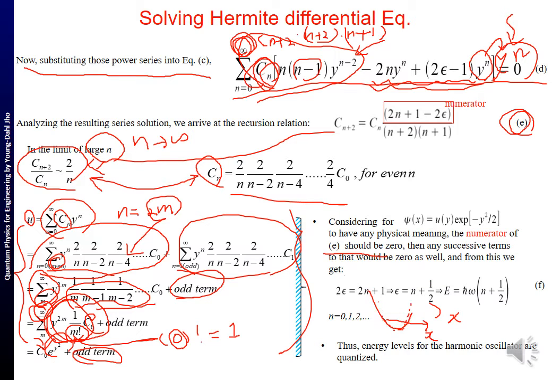So if you can understand the meaning, it is still good enough. The numerator should be 0 at some point. So n is changing from 0, 1, 2, 3, and so on.